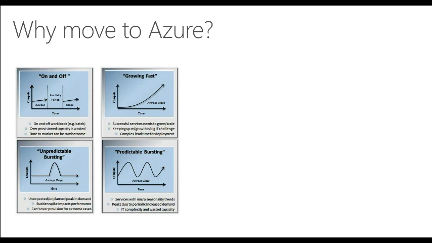We also have things like the predictable bursting. So pretty much the other side of this, if you can predict that you may need resource at certain times of the year, this would align very nicely with it. So, example, a lot of retail businesses at Christmas would probably benefit from this.